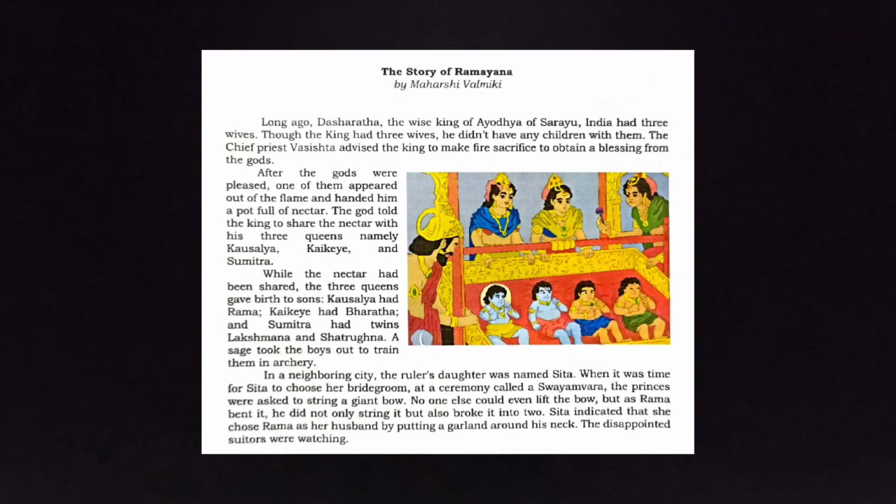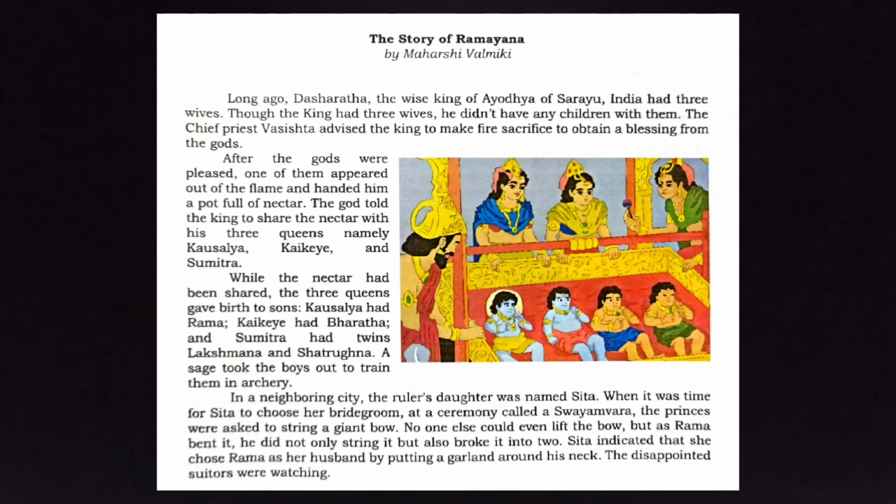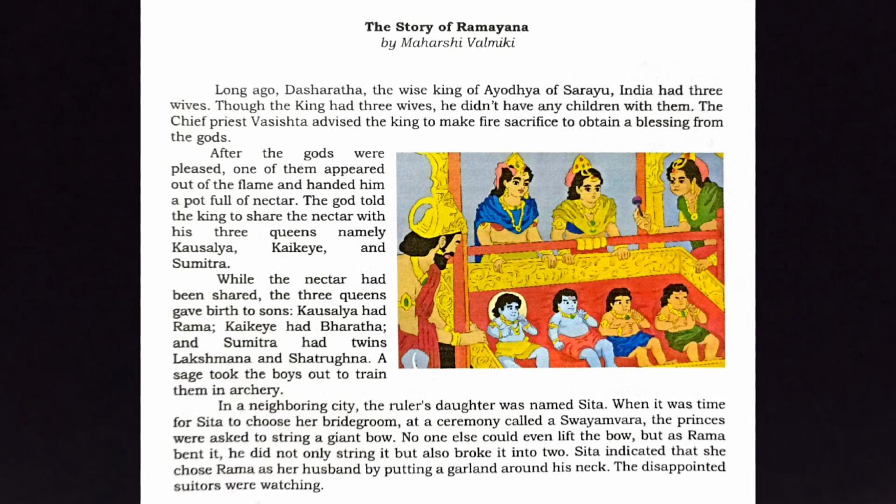The Story of Ramayana by Maharshi Valmiki. Long ago, Dasharatha, the wise king of Ayodhya of Sarayu, India, had 3 wives.